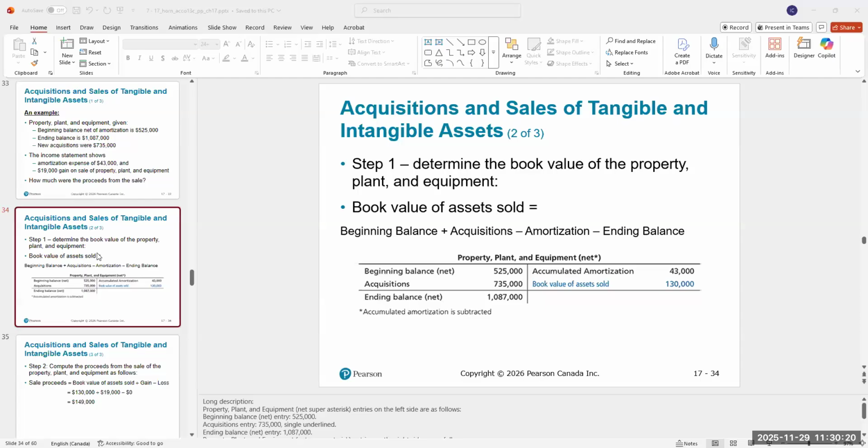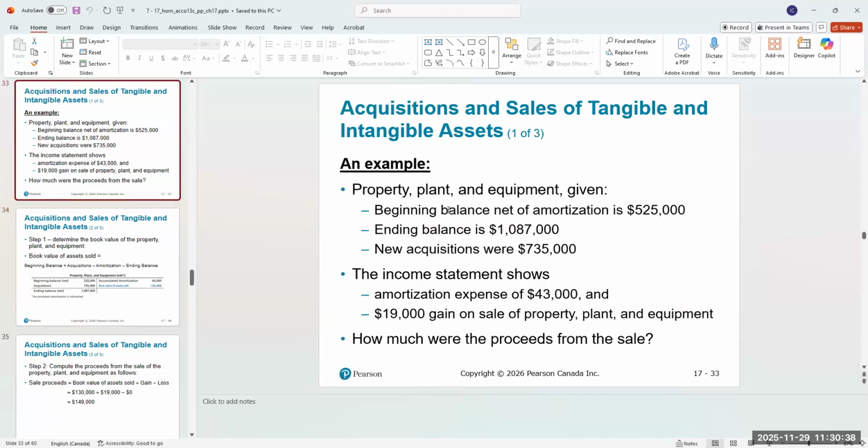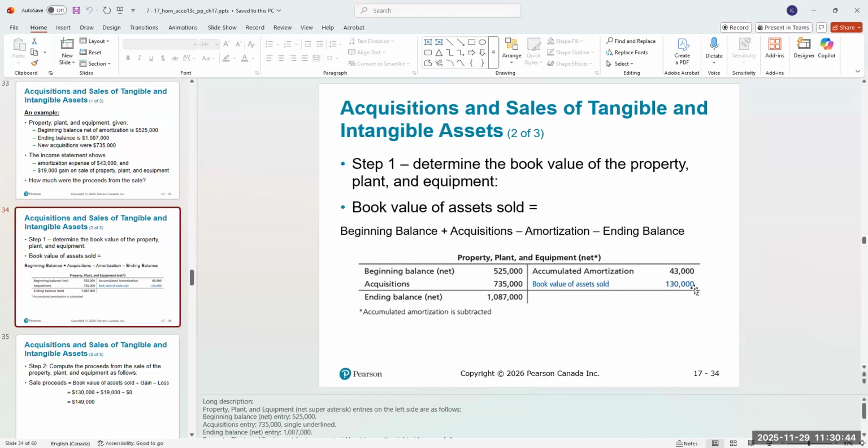So, how are we dealing with this again? First step is to draw the T account: beginning balance, ending balance, how much we purchase, add the amortization. Since we're dealing with the net of amortization, here we're selling, as you can see, all the balances here net of amortization. That means accumulated amortization is already reflected in this account. That's why net is highlighted. For that reason, we have to subtract the accumulated amortization, and by solving the equation for the ending balance, that's how we get the book value of the asset sold.